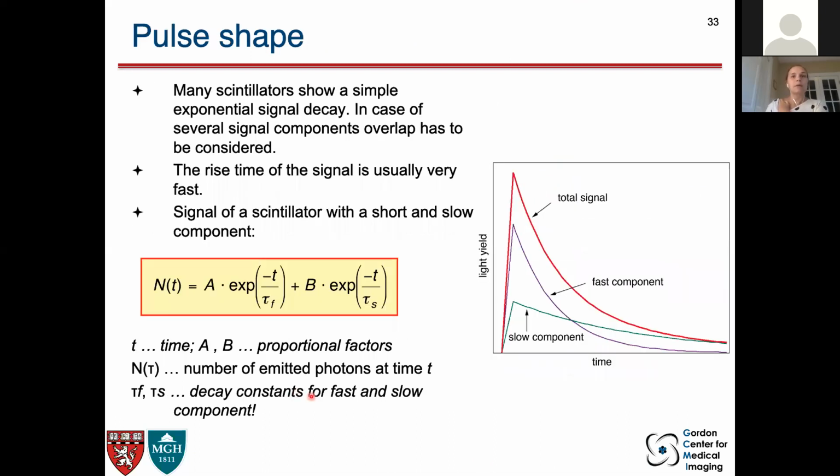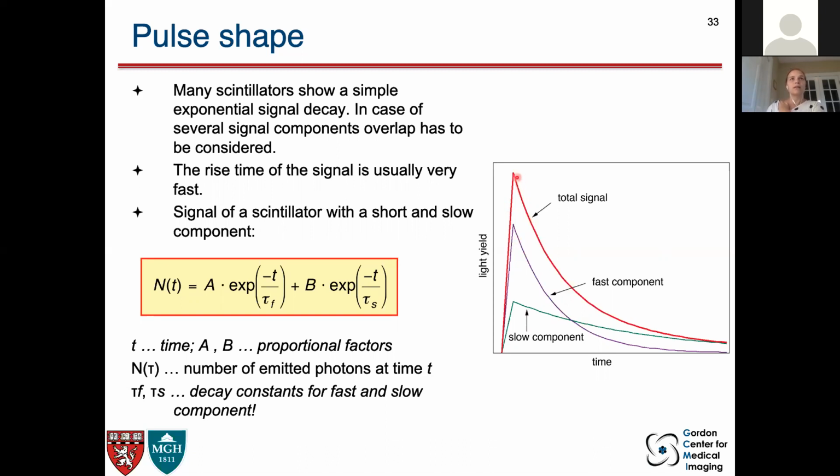So this is an example of a pulse shape from a scintillator. They typically show a simple exponential, many of them show a simple exponential decay. And if you have several signal components, you can have different components with different decay times, because different transitions for the recombination can have different time characteristics. And if you have different components, your total signal will be a combination of the individual components. Like in this case, we have a faster component and then a slower component. And this will be our total signal.